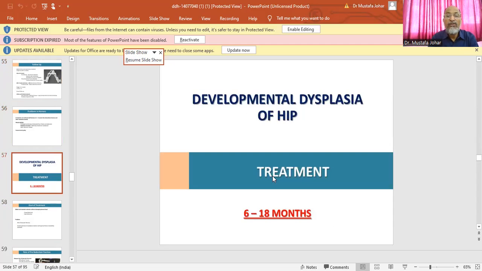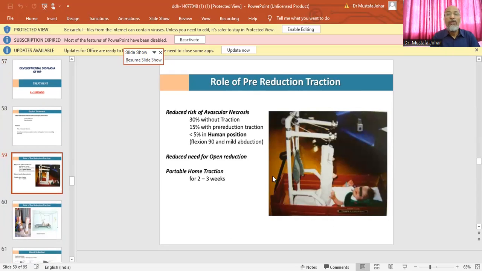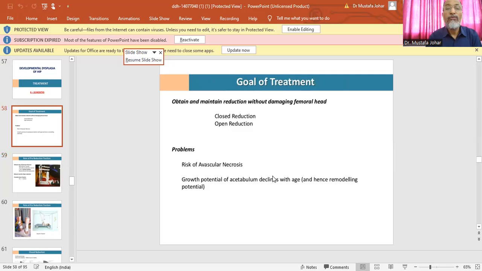Then what is the treatment after 6 months of age up to 18 months of age, and the reduced risk of avascular necrosis in cases of traction. The goal of treatment in cases of the older child is to obtain and maintain the reduction without damage to the femoral head. The damage, that is the avascular necrosis, is very, very common when you are treating this DDH or dislocation of the hip, of the congenital or developmental variety.